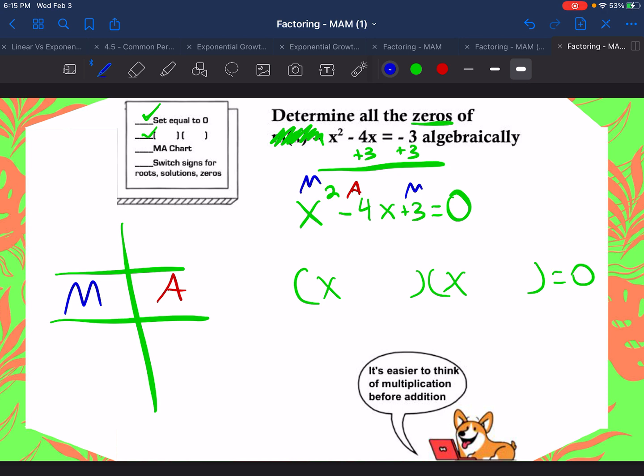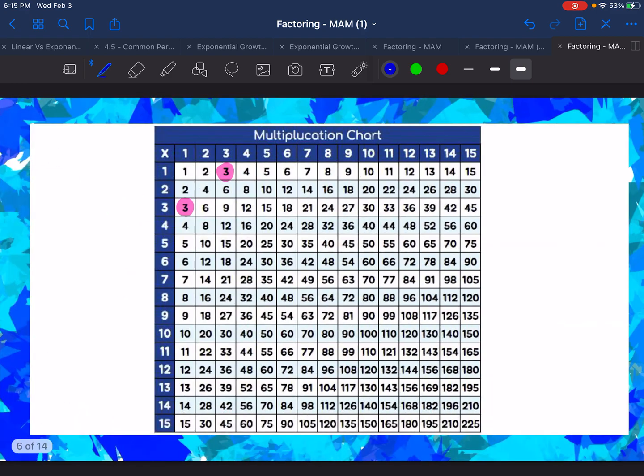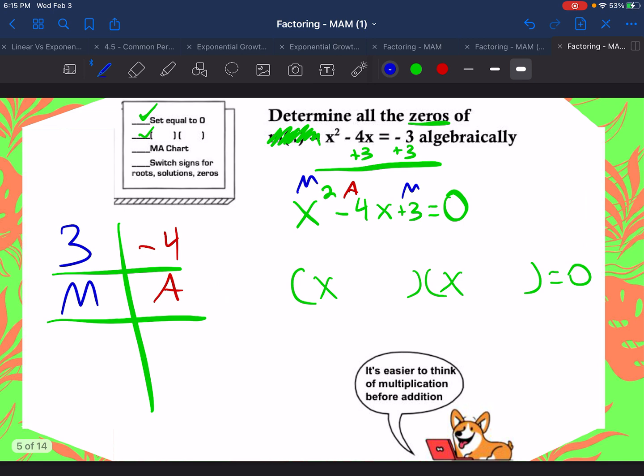What number am I trying to multiply to? That is +3. And I'm trying to add to -4. Can you think of 2 numbers that multiply to 3 and add to -4? Well, here's how you could figure this out. 2 numbers that multiply to 3, well, there's only 2 numbers that do that because it's prime, and that's 3 and 1. If I was to add 3 + 1, I would get +4.